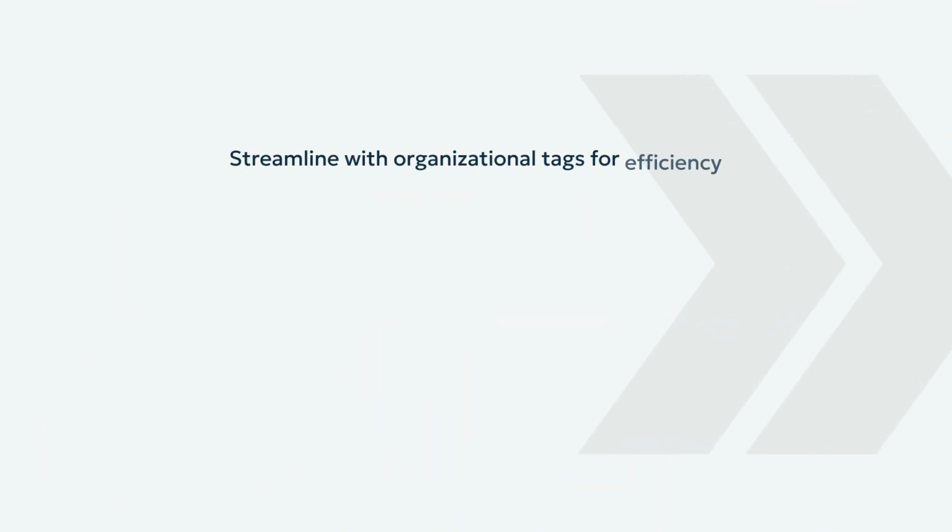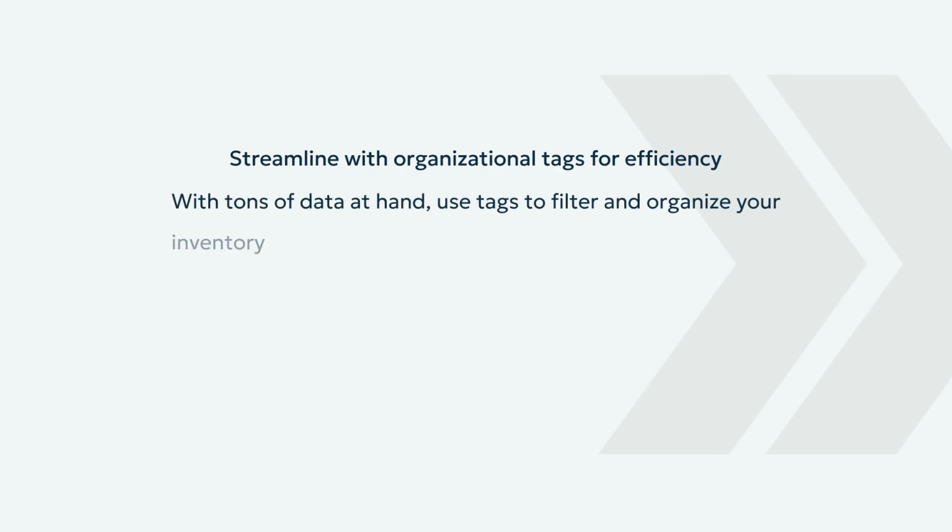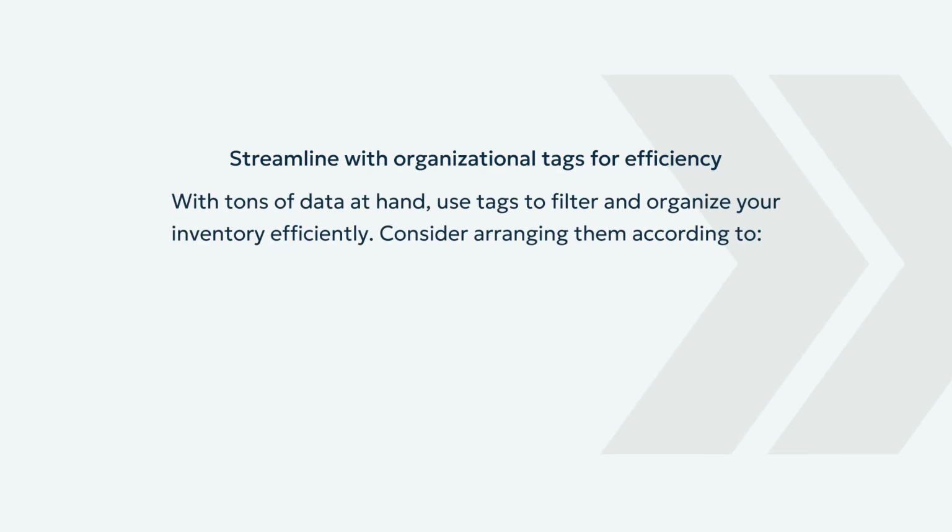Streamline with organizational tags for efficiency. With tons of data at hand, you will need to sort them out with tags to filter out and organize your inventory efficiently. Consider arranging them according to location, department, or asset class, for example.